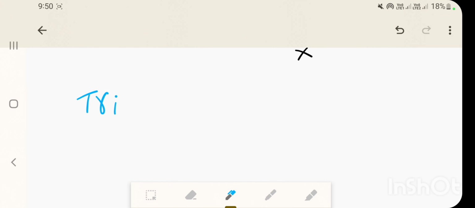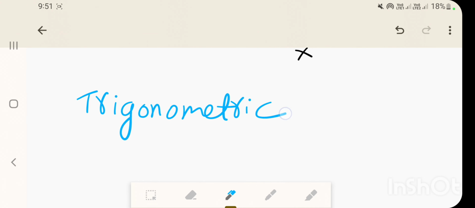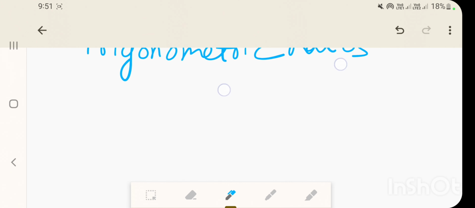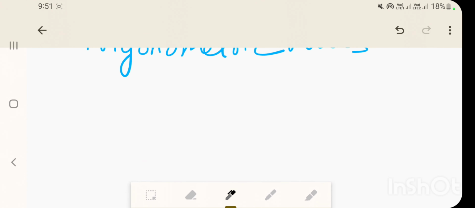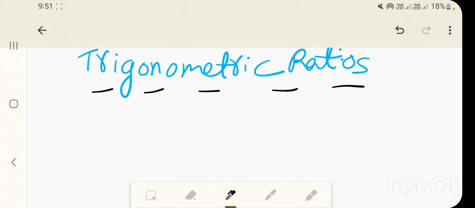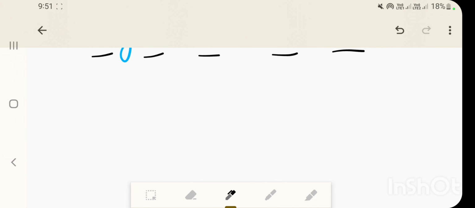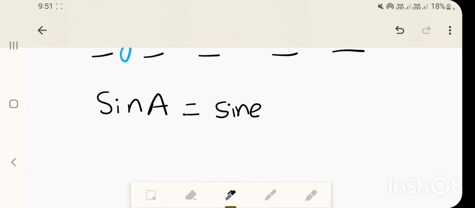This is very important, that is trigonometric ratios. I am explaining very slowly because it's a starting chapter and you have to understand that starting topics are very important basics, so I'm explaining a little bit slowly. So here we have different ratios called sine of A, or we can write it as sine A, or we define it as sine of A.